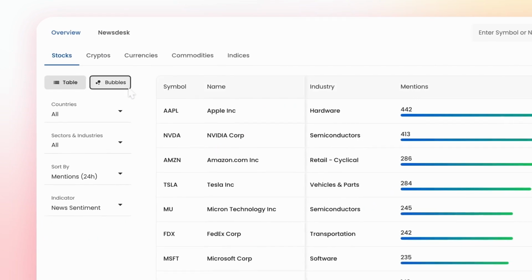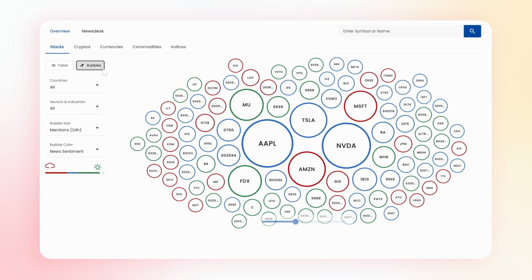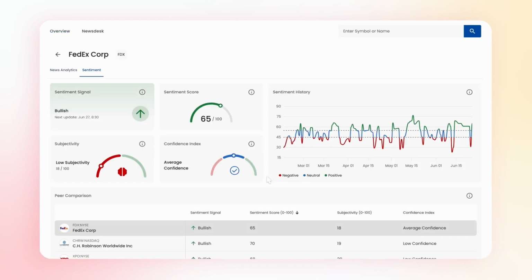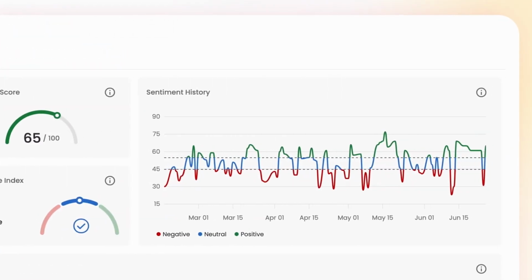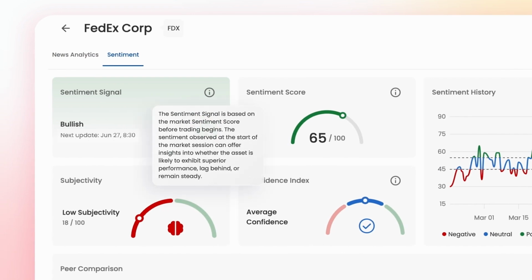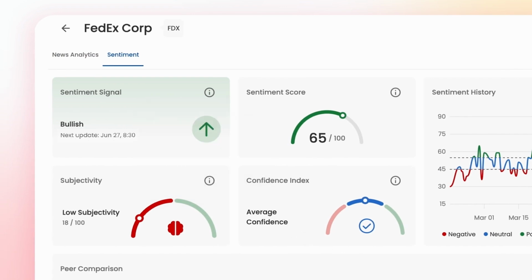I've been thinking about investing in FedEx Corp. Let's click on that stock for a more detailed view. On the left, you see 4 different analytics with the sentiment history graph on the right. At any point, hover over the information icon in the corner of each widget for the analytics tooltip. Let's take a look at each.